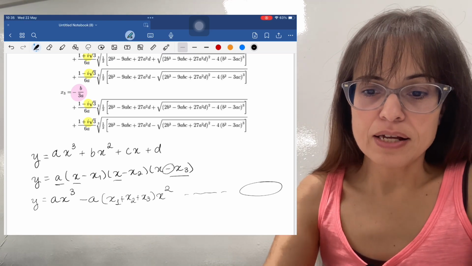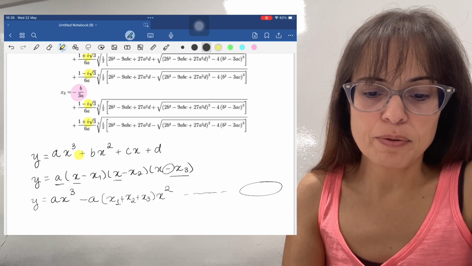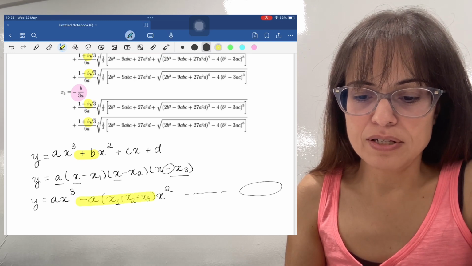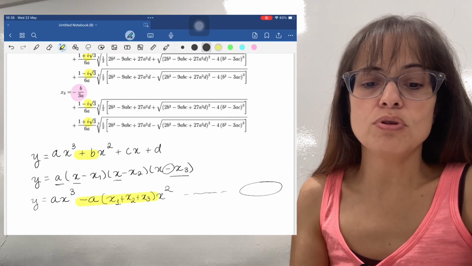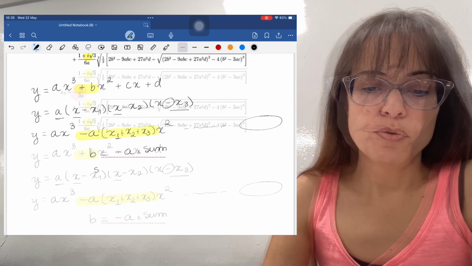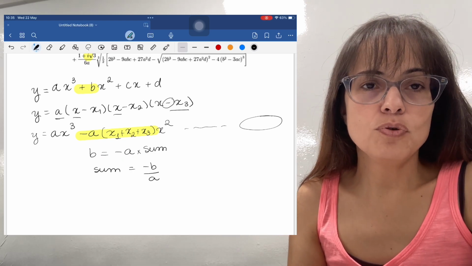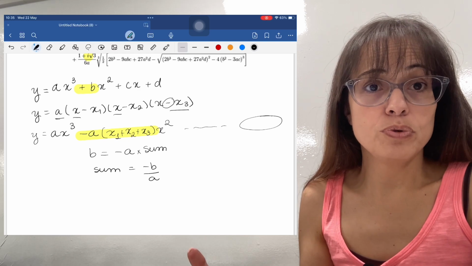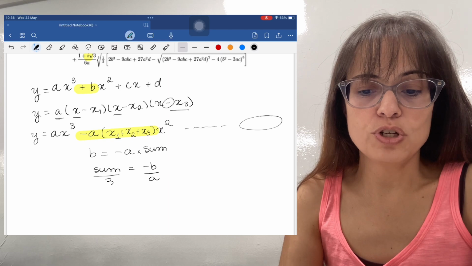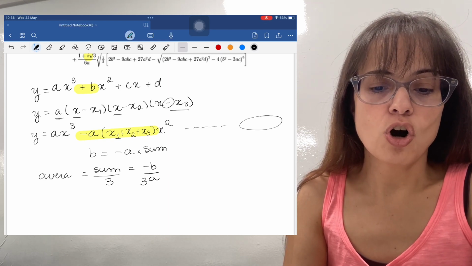But the point is that if you compare the original general form of your polynomial, which had a plus bx squared, with what you have now, minus a times these things multiplying the x squared, these two things highlighted in yellow need to be the same. I'm calling that the sum of the roots, which means that the sum of the roots is minus b over a. And if you want the average of the roots, in this case there are 3 roots, so you take the sum and divide by 3. So you have to divide by 3 on the other side as well. And that is the average of the roots.